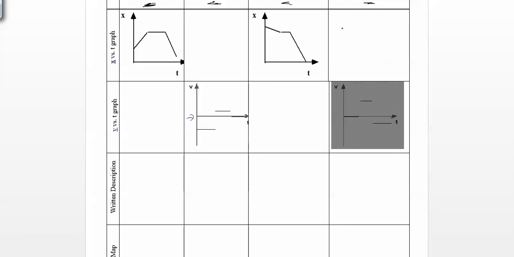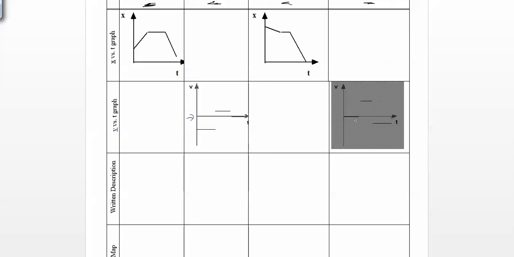Because that's another tool that's going to help us solve problems, I really encourage you to, at the very least, do the motion maps. The velocity versus time and the position versus time graphs are going to be on our exam, so you do want to pay attention to those also. And by the way, if you understand the written description and can do that, then all of these others will be very easy to do.